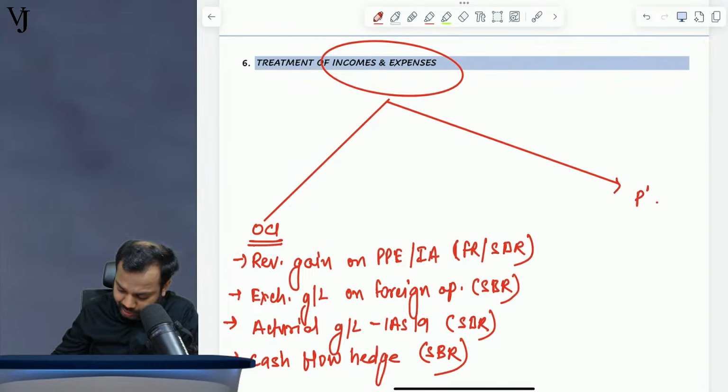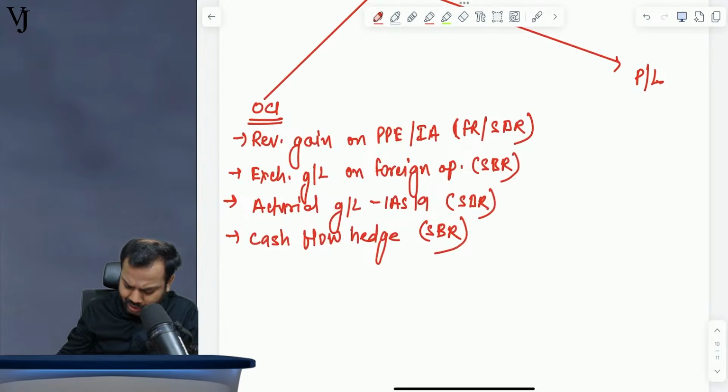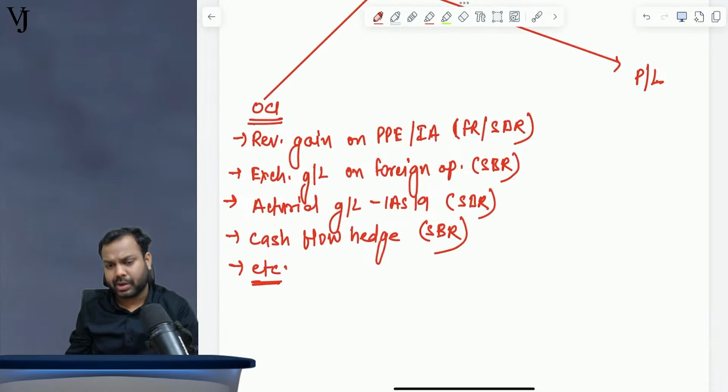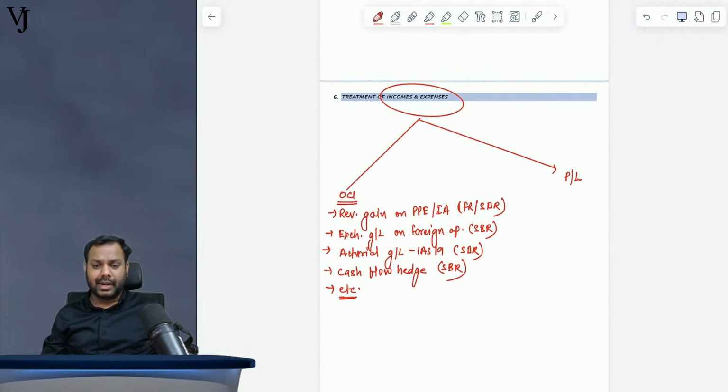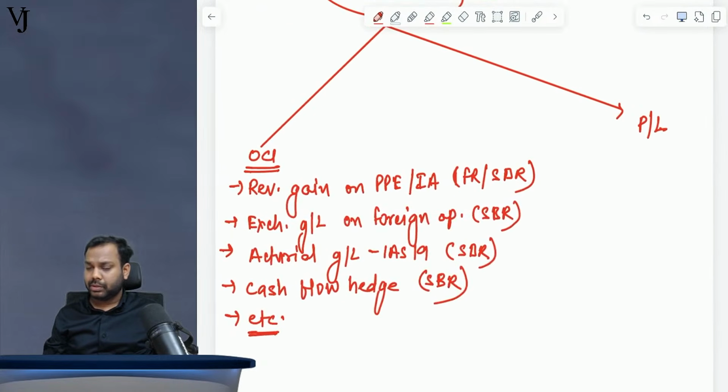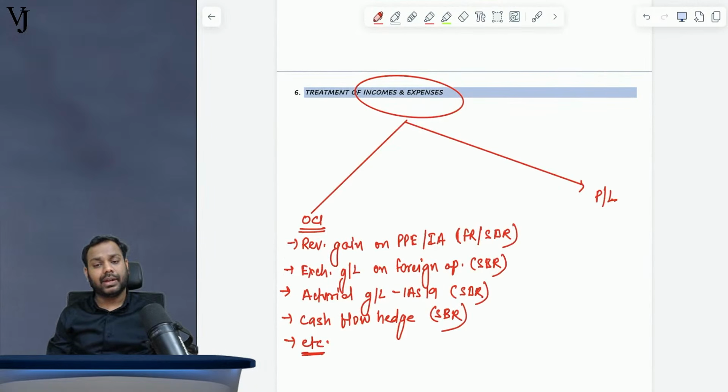Rest everything goes to P&L. There are other items also, but I'm not writing them, just to give you a basic understanding of it. There are other items also. Is that clear, everyone?